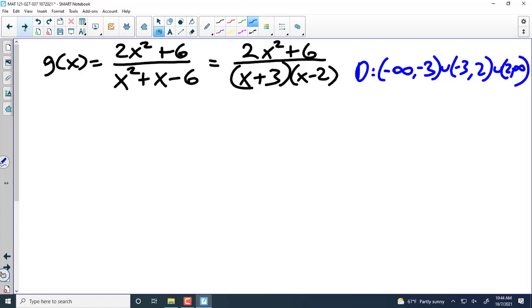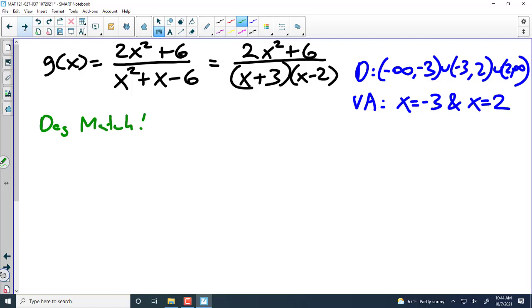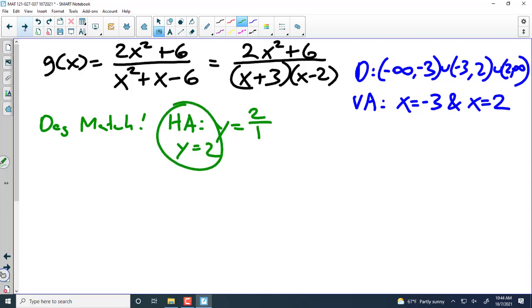If you can get that domain, can you also get your vertical asymptotes? Yeah. Absolutely you can. The vertical asymptotes are x equals negative 3 and x equals 2. I have a degree match again. The degrees match on the top and the bottom. So my horizontal asymptote, it's y equals 2 over 1, but of course we'll just think of that as y equals 2. Divide the leading coefficients. 2 over 1.